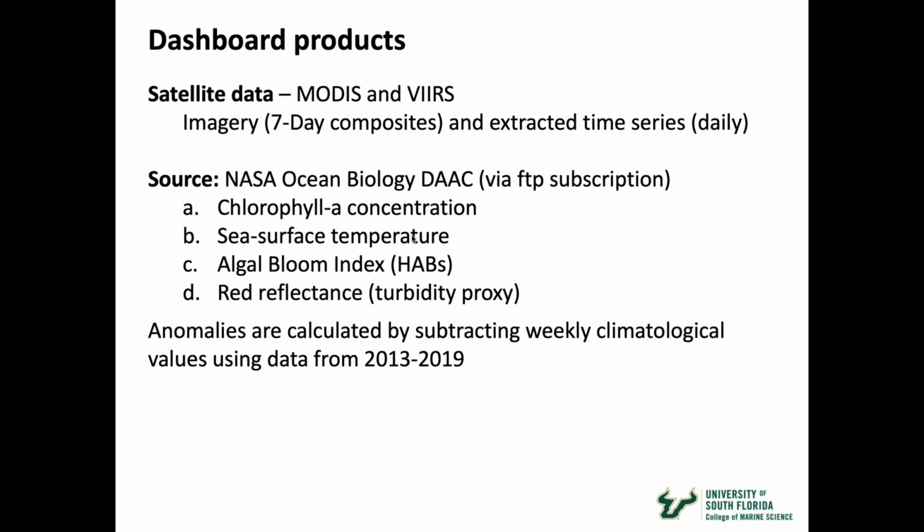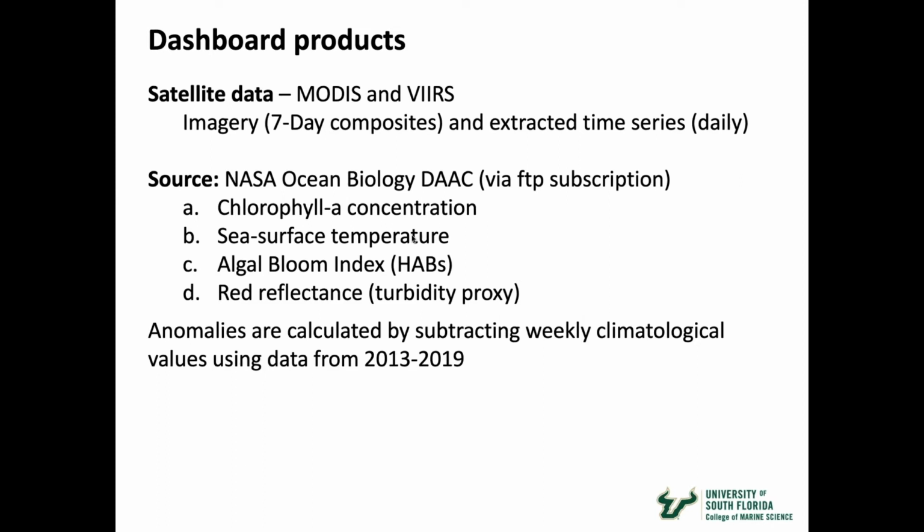And so the satellite imagery that you'll see on the dashboard is binned into 7-day composites. Daily images tend to be contaminated with cloud cover often. So we found that if we put together 7-day images, averaged over a week, you can see patterns and get pretty good looking images. In addition to that, we extract time series from the daily images, and we put those on the dashboard as well. And I'll show you some of that coming up.